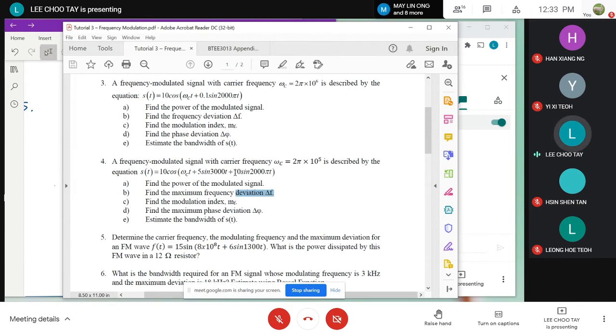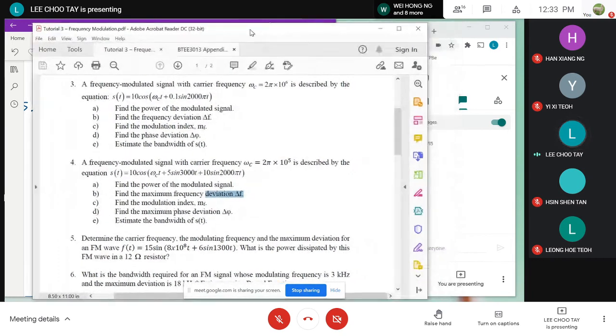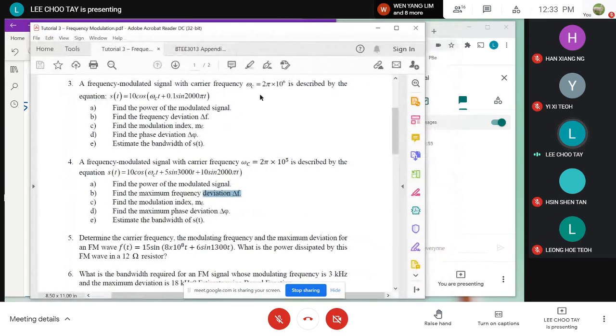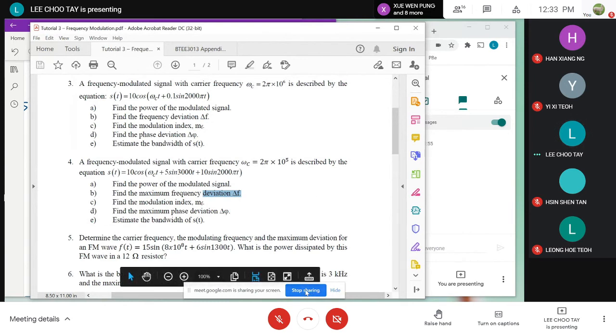I'll allow you to do it on a piece of paper, and after you're done, scan it with your handphone and upload it to Google Classroom. I've created an assignment called T3Q4 in Google Classroom, so you upload it there.